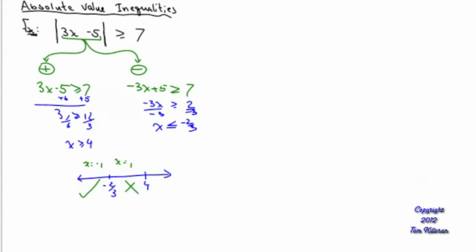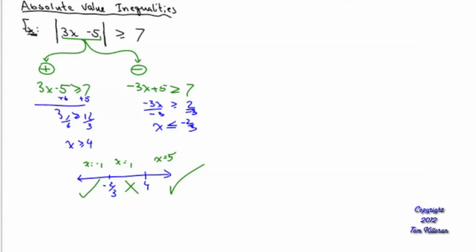Pick a number bigger than 4. 5. Yeah, that was easy, right? 5. 3 times 5? 15. 15 minus 5? 10. Absolute value of 10 is bigger than 7? Yes. Yeah, so that's part of my solution also. So what's my final answer? Well, my final answer is going to be the interval to the left of negative 2/3.